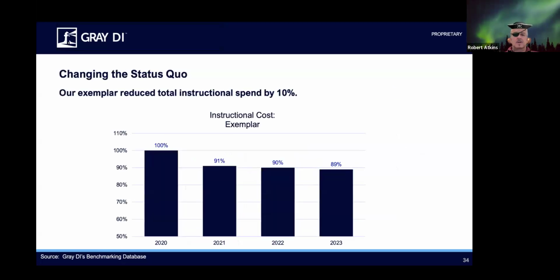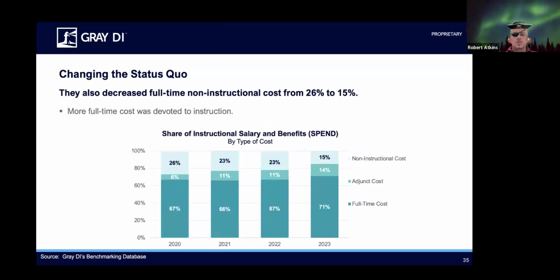Now, looking at an exemplar within our data, one of the higher performing institutions, we found that they were able to reduce their cost by 10%, 9% of it in 1 year between 2020 and 21. And then really almost to 11%, there's rounding in here, by 2023. So they made significant progress in improving their cost. They did some other things too.